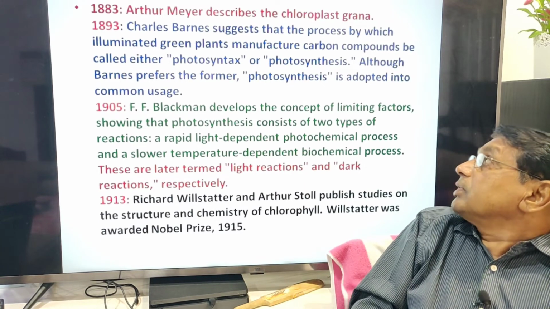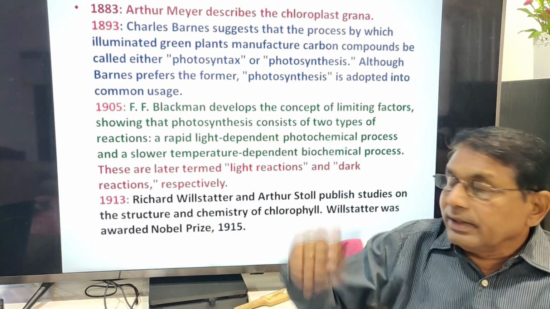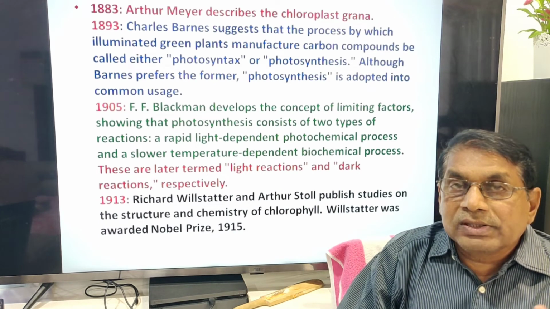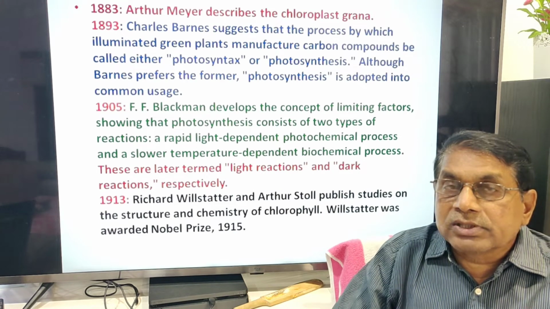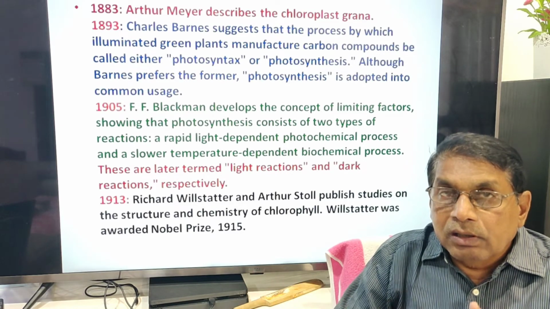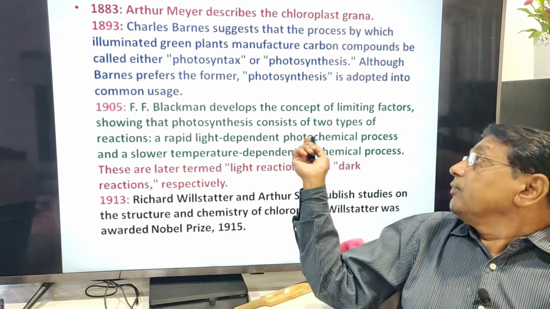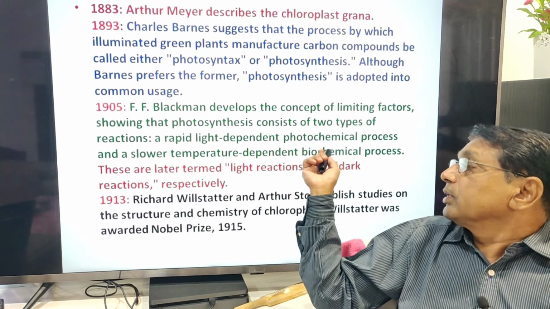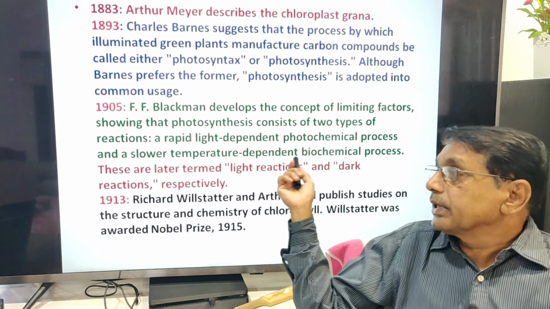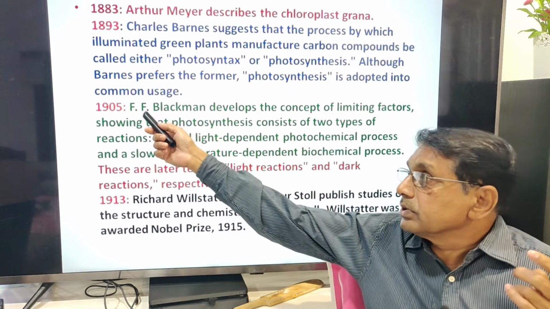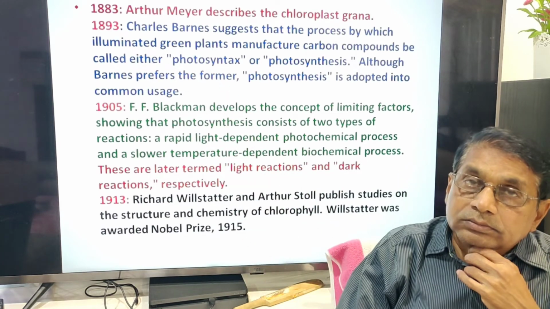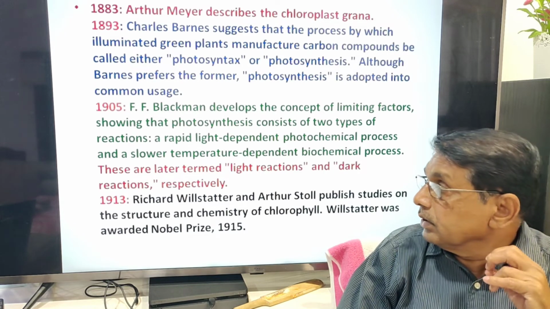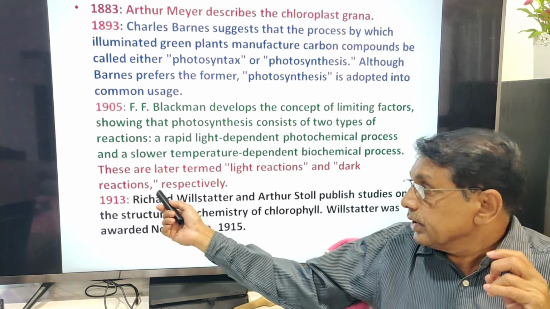Blackman develops the concept of limiting factors, as we know today. So what is the importance of the limiting factors? He was able to differentiate the light-dependent photochemical process and the temperature-dependent biochemical process. In other words, light phase reactions and dark phase reactions. F.F. Blackman, in 1905, more than 100 years back. These are light reactions and dark reactions.